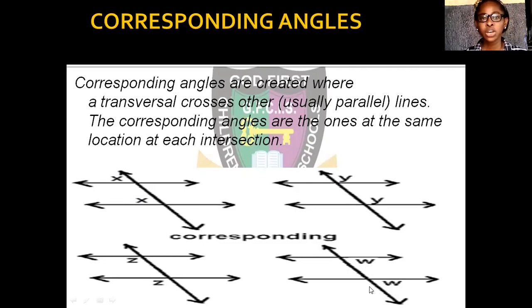They are equal. We take that again. The corresponding angles are the ones at the same location at each intersection. The corresponding angles are the angles that have the same location at each intersection. Please don't forget that.